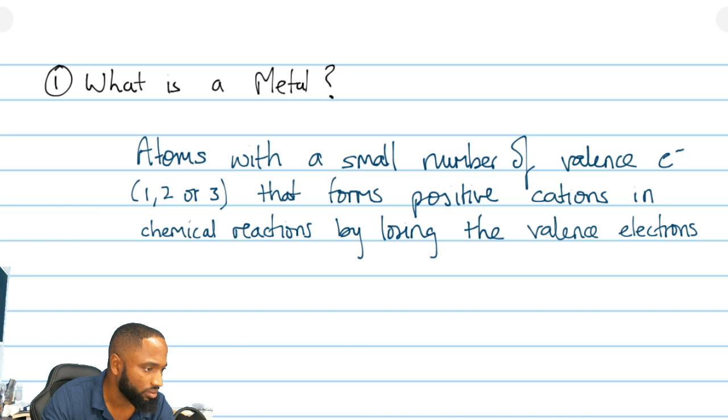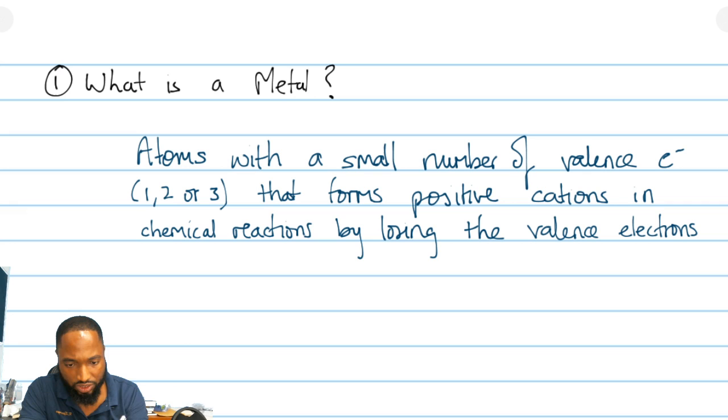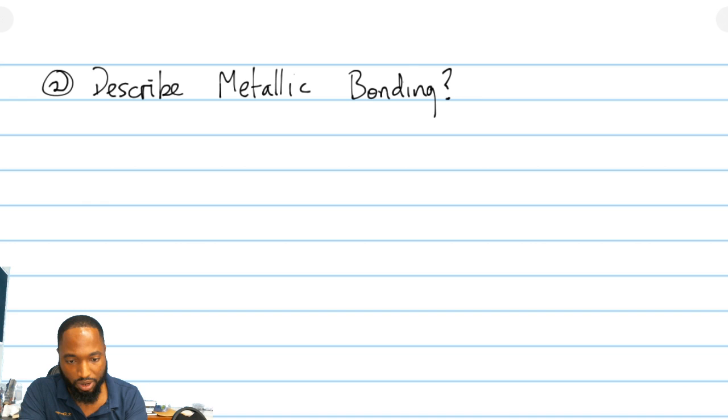Nice. So that's the definition we're taking for that. This is the bare definition. These are some key things we can highlight here. Atoms with a small number of valence electrons form positive cations in chemical reactions by losing the valence electrons, right? Next question, describe metallic bonding. What is metallic bonding?